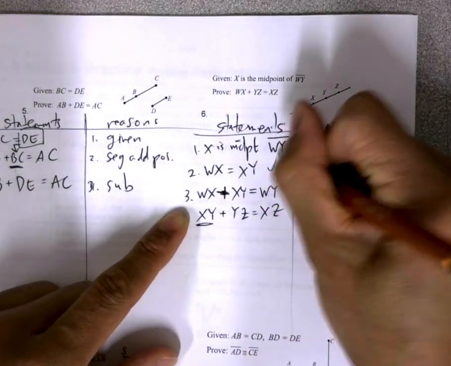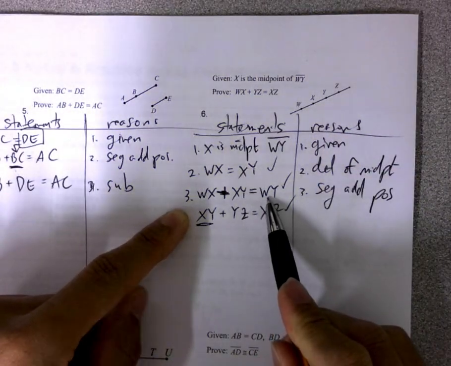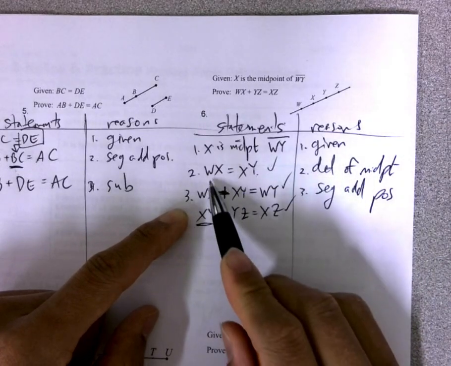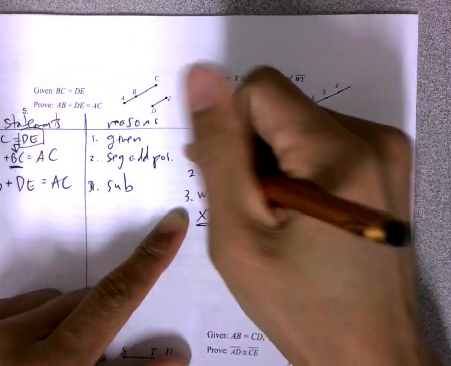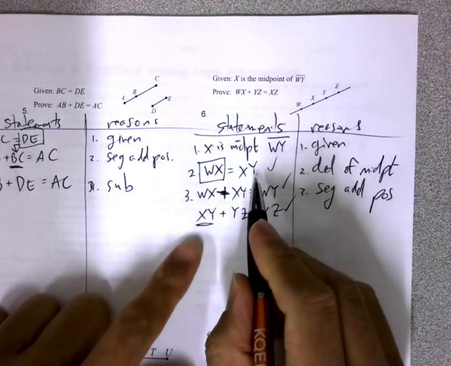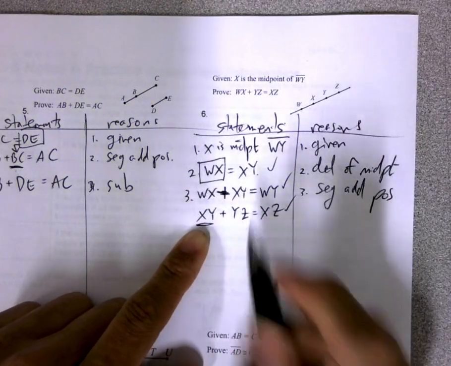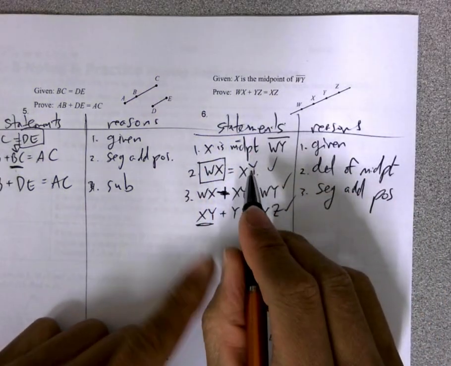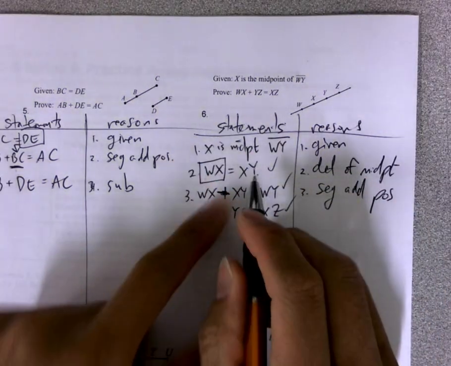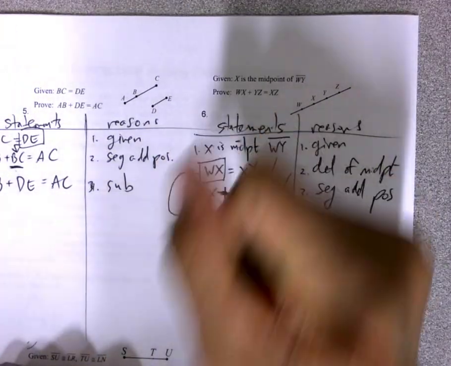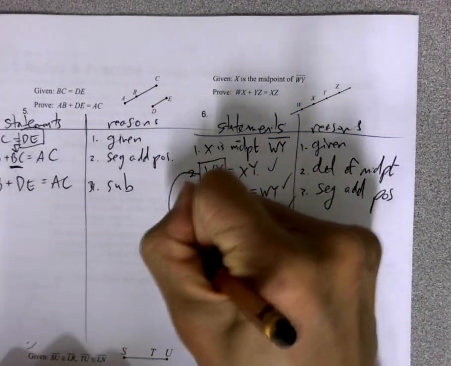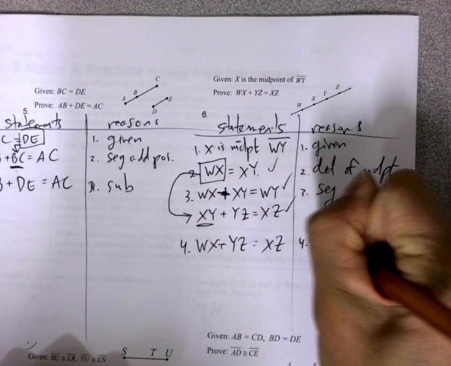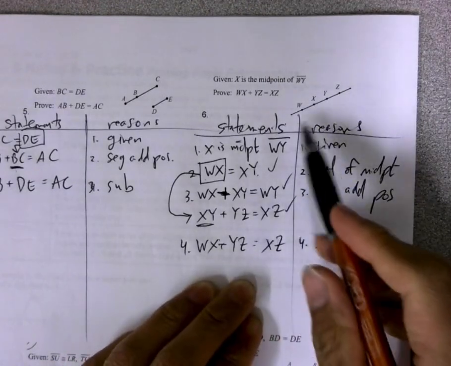Well, we have 3 equations here. We've got 1, 2, and 3. Do we have that equation here? No, we do not. Do we have that equation up here? Yes, we do. Okay, WX equals XY. So that means I'm going to go ahead and take this WX, and in the place of the XY, I'm going to put WX in another equation. Okay, that's what substitution is. Equation means if I see an XY, I can put a WX. If I see a WX, I could put an XY. So I'm going to go ahead and take this, and I'm going to put it right there. All right. So 4 is going to be WX plus YZ is equal to XZ, and my reason is going to be substitution. And we're done because this is the proof statement.